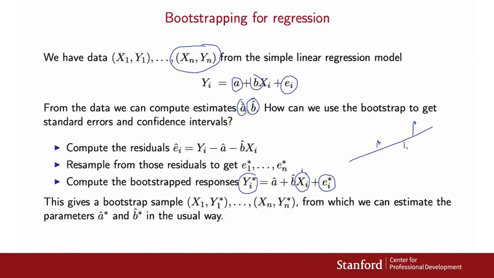And from that sample, we can estimate the parameters a hat and b hat in the usual way by least squares. And now we follow the usual bootstrap algorithm. We repeat this whole process 1,000 times, and then we estimate the standard error of a hat by the standard deviation of these 1,000 estimates a hat star, and likewise for b hat.